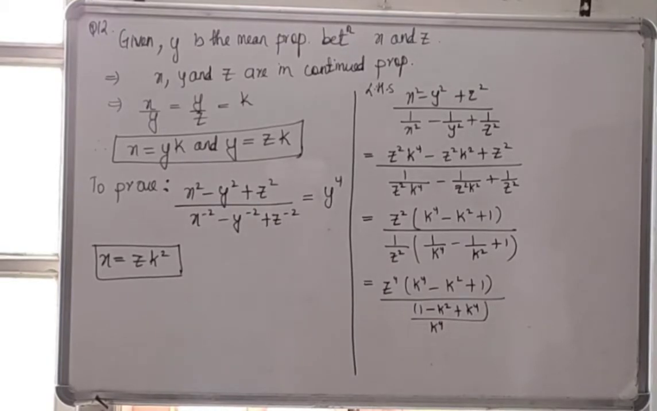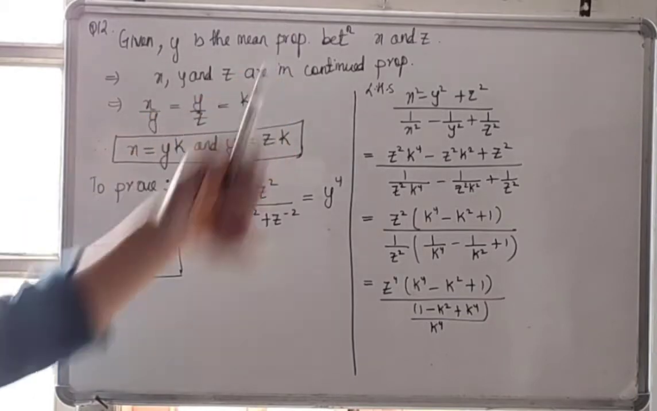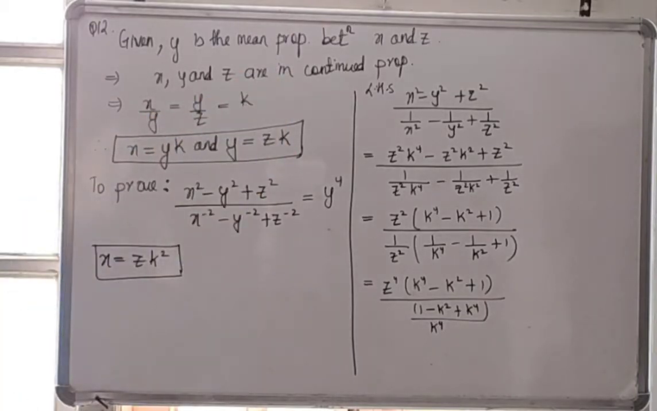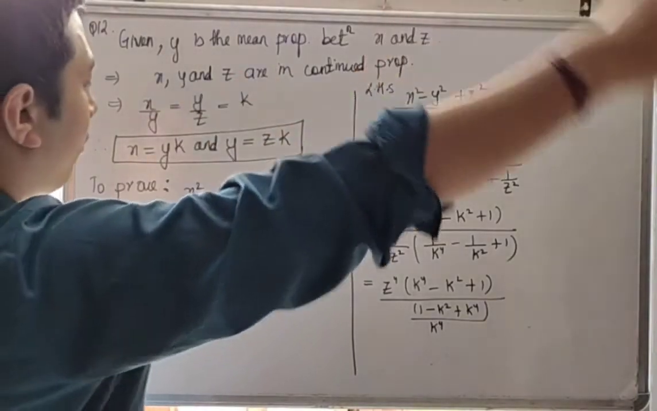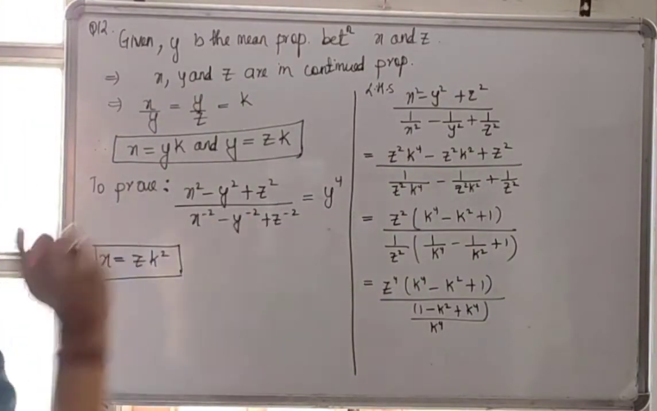Alright boys, let's continue with question number 12. Your question number 12 says that if y is the mean proportion between x and z, then prove that the left hand side equals the right hand side.